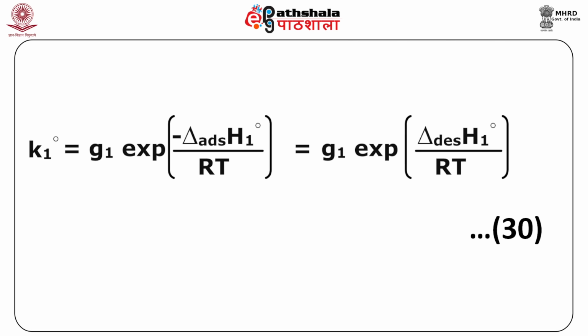Or we can write that K1 naught equals G1 into exponential of minus delta H naught adsorption divided by RT, which can also be written as G1 into exponential of delta H1 of desorption by RT, where G1 is the entropy factor and delta H1 naught desorption is the standard enthalpy for desorption for monolayer formation of gas molecules on the adsorbent surface.